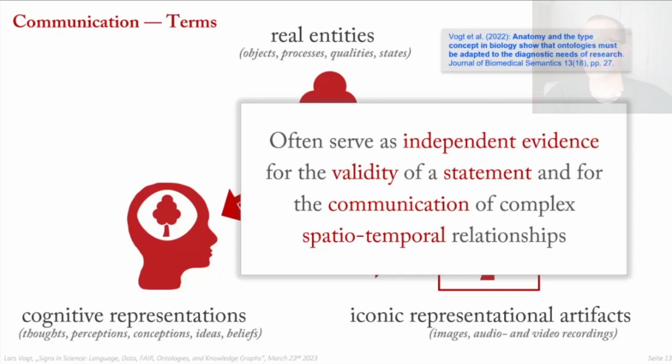And they take important roles in communication. Whenever we need independent evidence to convince someone of the validity of a statement, I often have to refer to, for instance, photographs. And also when I want to communicate things that are very complex in terms of their spatio-temporal relationships, it's much easier to show an image than to talk about it. So for instance, a family tree, I could communicate much more easily by showing the tree instead of talking about it.